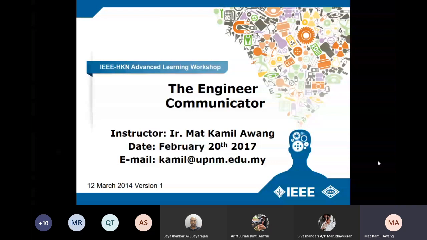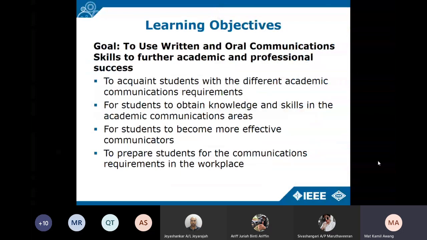So basically, the goal of this session is for you to be able to understand how to use written and oral communication skills to further academic and professional success. Basically, to acquaint students with the different academic communications requirement. Actually, some of them you already familiar with. And for students to obtain knowledge and skills in the academic communication areas, and to become more effective communicators. And also to prepare students for the communication requirements in the workplace.